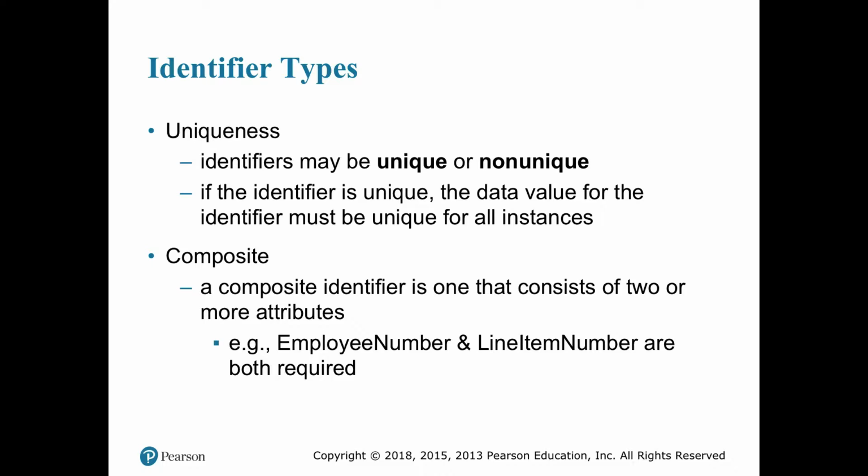Entity instances and identifiers. An identifier is an attribute that names and identifies instances, such as below. Uniqueness: identifiers may be unique or non-unique. If the identifier is unique, the data value for that identifier must be unique for all instances. So think of a unique value. What's unique about yourself that no one else has?